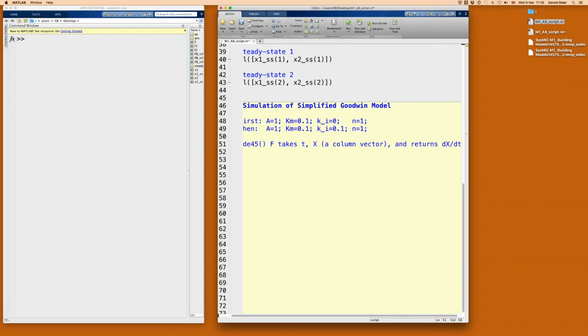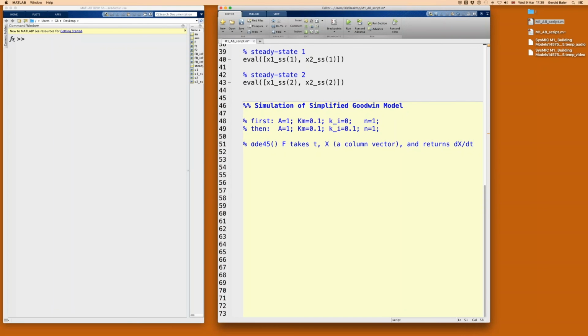Let me clarify again. We're going to use the ODE45 function to simulate our ODE model, which requires a function taking the current time, which we're not interested in, but ODE45 expects it, and x, which is going to be a column vector of our concentrations x1 and x2. That's going to return our dx by dt, so dx1 by dt and dx2 by dt as a column vector.